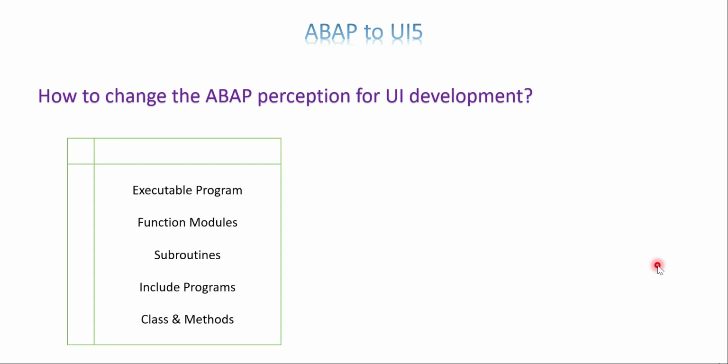Another thing is, what are the objects we have to write code in? We have a lot, and I have listed only a few here: executable program, function modules, subroutines, include program, class and methods. You can even write a script inside a Smart Form or inside Adobe. There are a lot of places you can write code and call it. If you write in a function module, you are able to call it in some other places. So they are different objects, and whether you want to reuse or call a particular object inside your main program, you can design it.